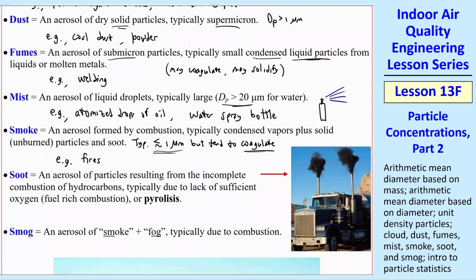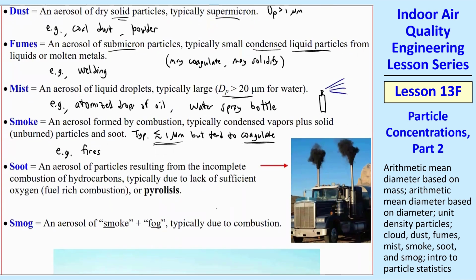Soot is an aerosol of particles that result from incomplete combustion of hydrocarbons. Remember, we talked about stoichiometric ratios, etc. Typically it's due to a lack of sufficient oxygen, in other words, fuel-rich combustion. Pyrolysis is another thing that produces soot. Pyrolysis is the technique where you burn not quite enough. It's very starved for oxygen, and it's where you turn wood into charcoal. That's a process called pyrolysis. A good example of that is diesel smoke, like I show here, when you sometimes see on the highway these big black puffs of smoke from trucks.